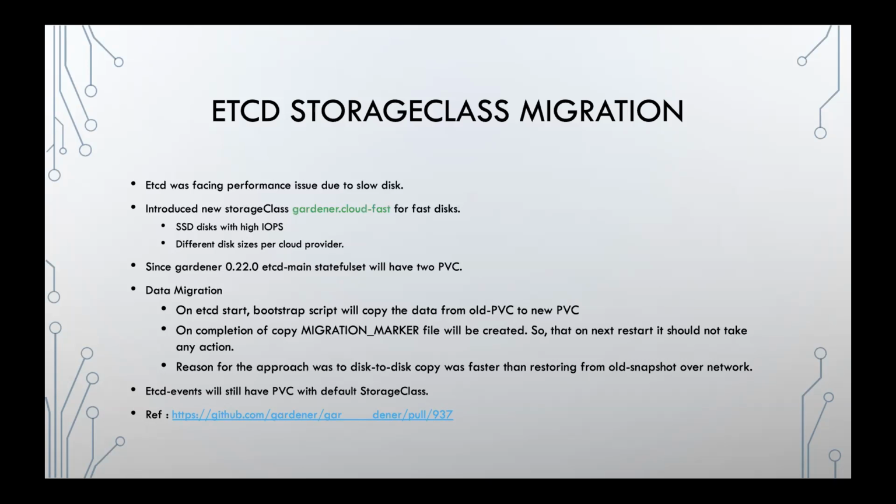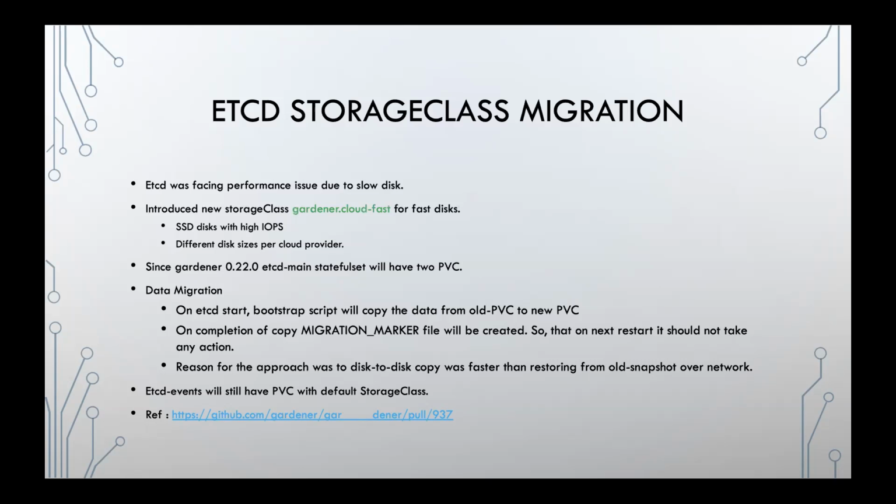in that change, basically we'll now have two PVCs attached to the etcd stateful set. One is the PVC with the default storage class, which has old etcd data, and one will be the new PVC, which is pointing to this gardener.cloud-fast storage class. Okay. So now we wanted etcd to store data in the new PVC. So we wanted data to be migrated to the new PVC.